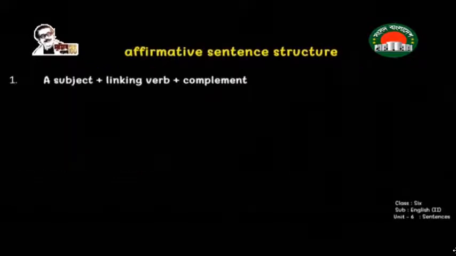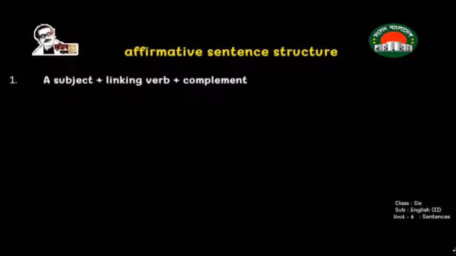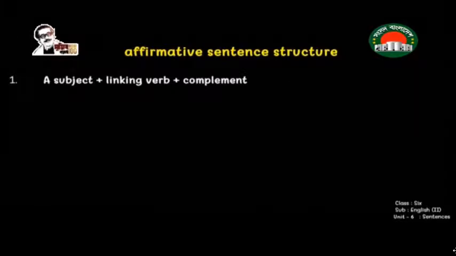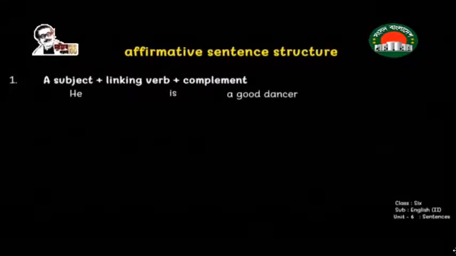Number 1, the structure can be a subject plus linking verb and complement. Let's take a subject, he, then take a linking verb. We know all be verbs act as a linking verb. For he, a be verb will be is. Okay. Then we take a complement. Let's say he is a good dancer.